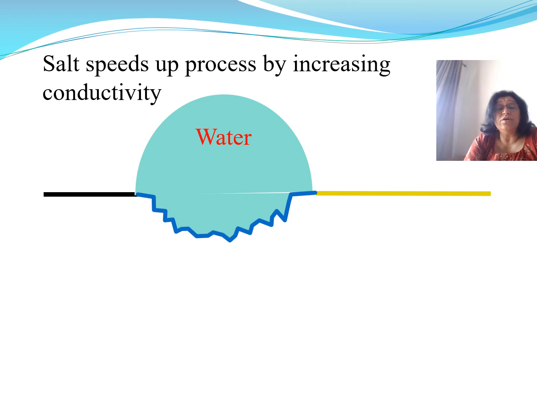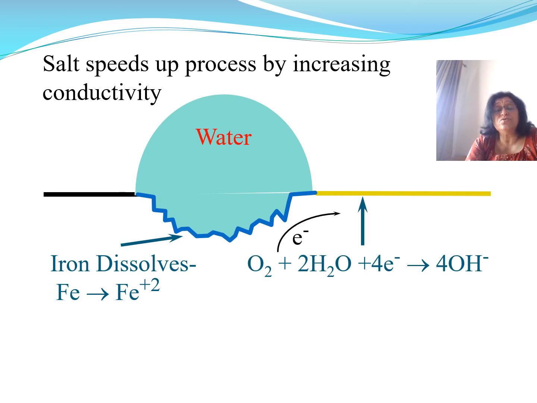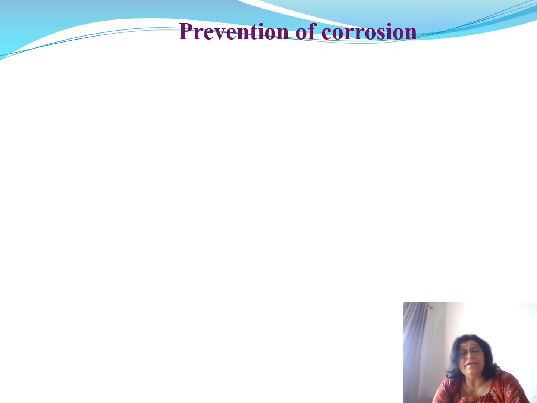Now, the presence of salt speeds up the process of rusting because it increases the conductivity of ions. So, iron dissolves, it forms ferrous ions. These electrons produced go to oxygen; water and oxygen plus 4 electrons gives you OH minus ions. So, Fe2+ further oxidizes to change to ferric oxide. Fe2+ plus O2 plus 2H2O gives you ferric oxide plus 8H plus. Okay, and the rust is formed. So rust is nothing else but hydrated ferric oxide.